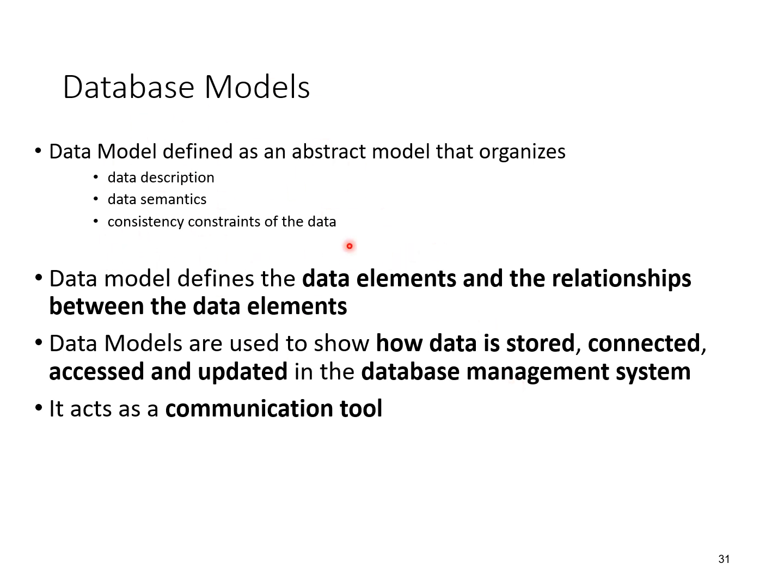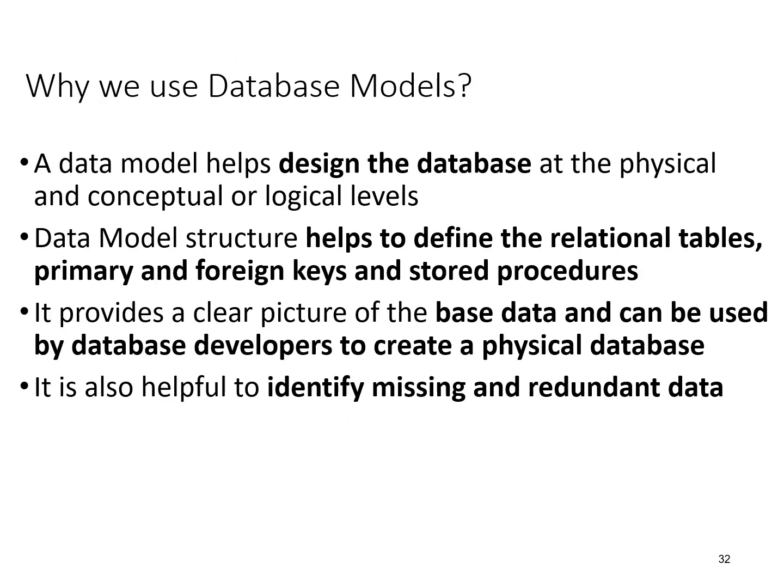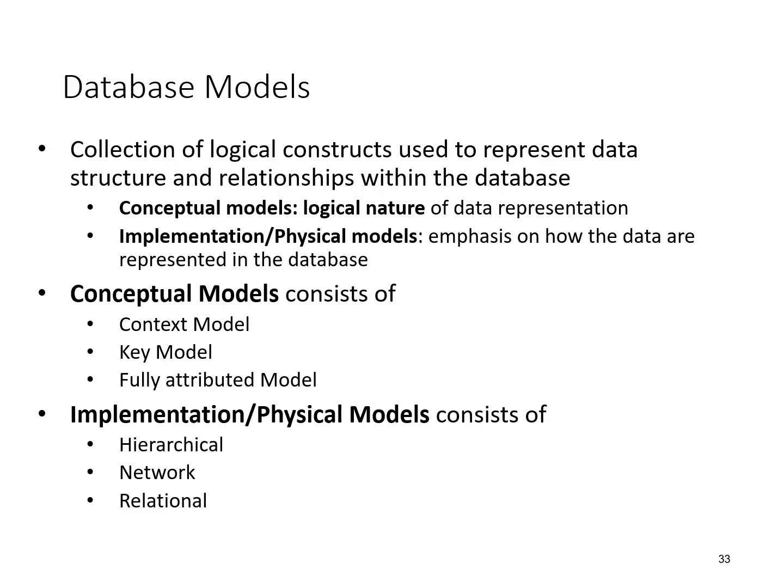A data model defines the data elements and the relationships between the data elements, and how the data is stored, how it is connected, how it is accessed, and how it is updated. Everything that happens in the database management system is made easy with the help of different data models. There are different types of data models available. Database models help you design your database and keep your relational tables intact, and help developers have a clear understanding of what the data is, how it is stored, and whether there is any missing or redundant data in your database. These are the major things you have to keep in mind.